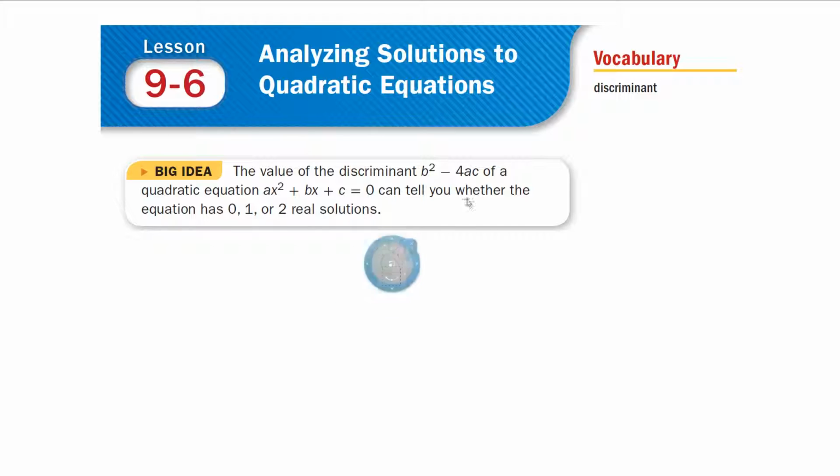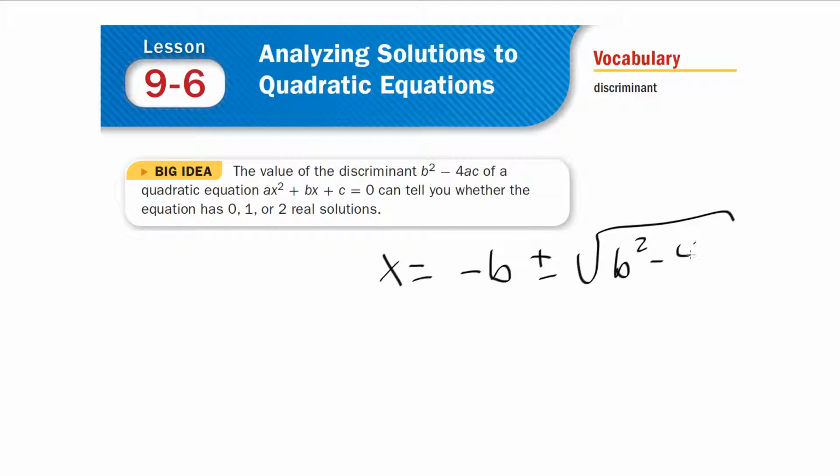Remember, we had x equals the opposite of b plus or minus the square root of b squared minus 4ac all over 2a. Well, this b squared minus 4ac, that's the discriminant. You'll notice there is no radical here in the big idea section. So even though it is under the radical in the formula, the discriminant itself is simply b squared minus 4ac.